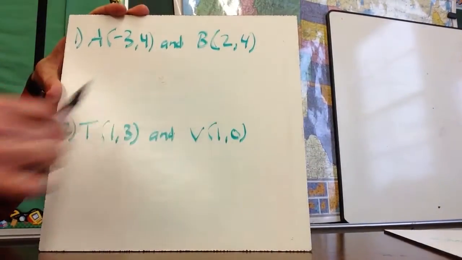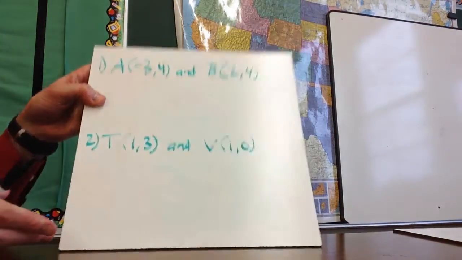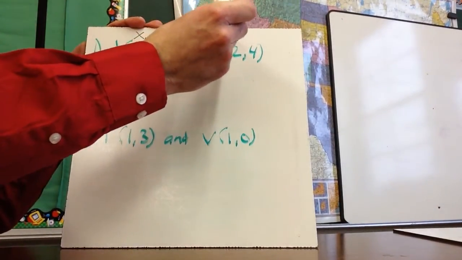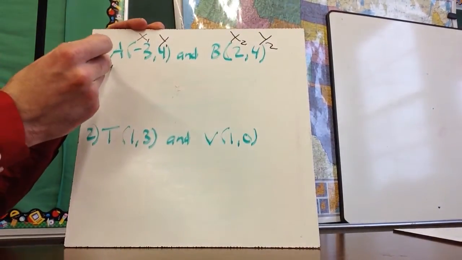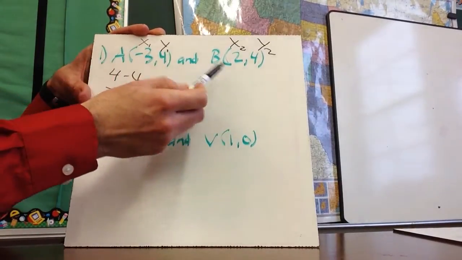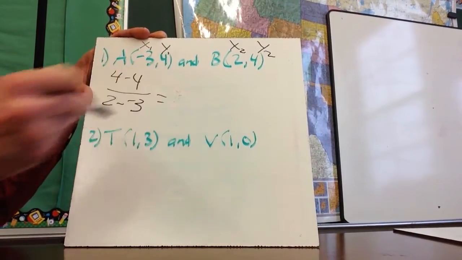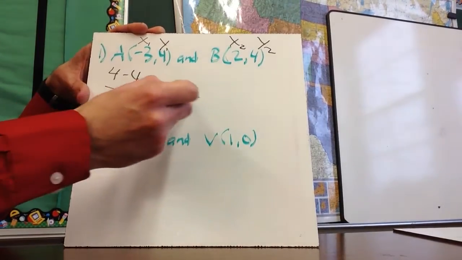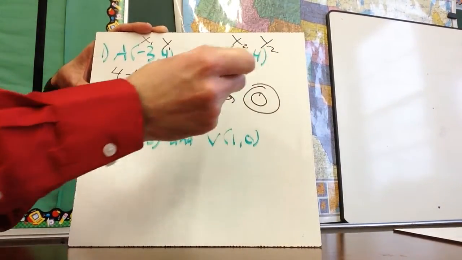So the line that contains points a and b, we're going to try to find the slope. Again, I'm going to use this formula, y2 minus y1 over x2 minus x1. x1, y1, x2, y2. y2 minus y1, that's 4 minus 4 over x2 minus x1, 2 minus negative 3. 4 minus 4 is 0. 2 minus negative 3 becomes positive 5. 0 over 5 is the same as 0. So my slope is 0.